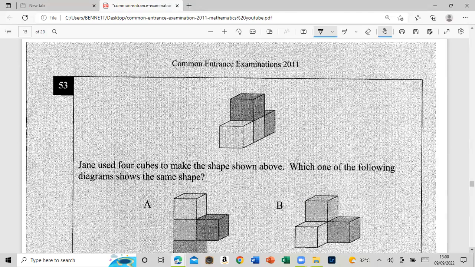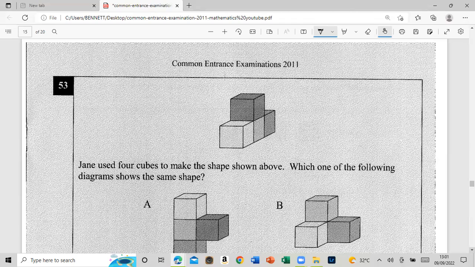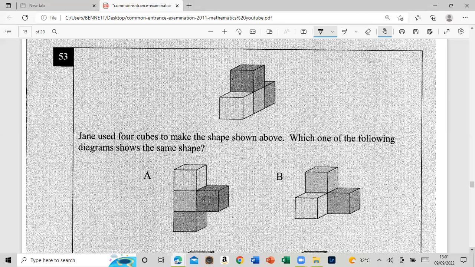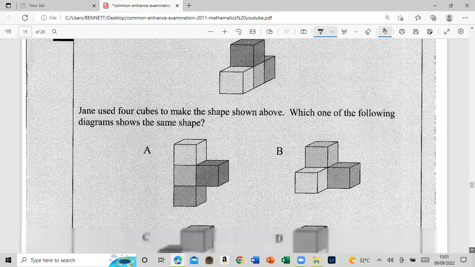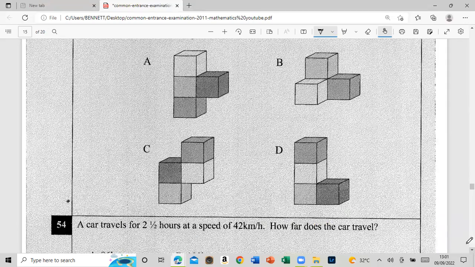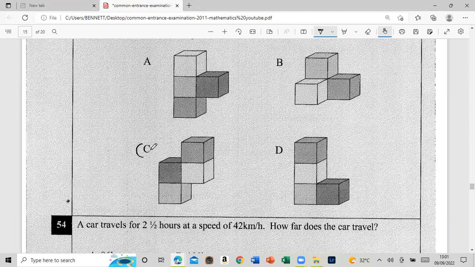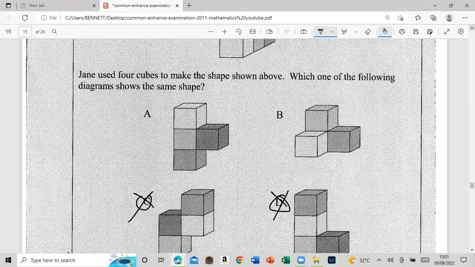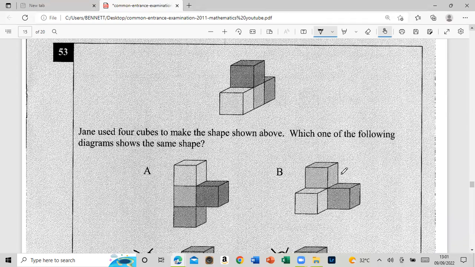Alright, 53. Jane used 4 cubes to make the shape shown above. Which of the following diagram shows the same shape? This is an awesome question. Alright, look at all of them. Alright, can I eliminate these two here? Definitely not these two, right? So it's between. It must be in the middle. This is not in the middle. One on the side. Yeah, so this is B.